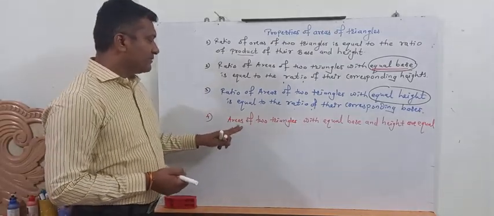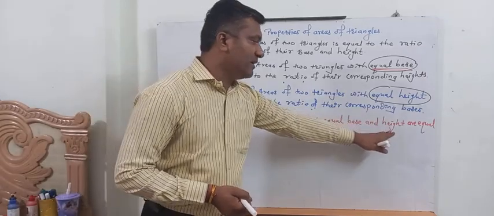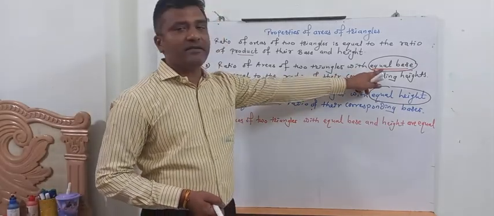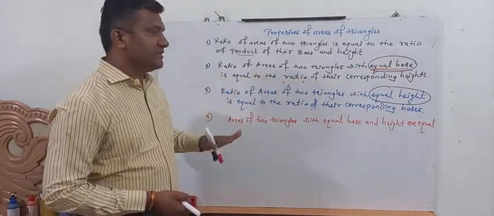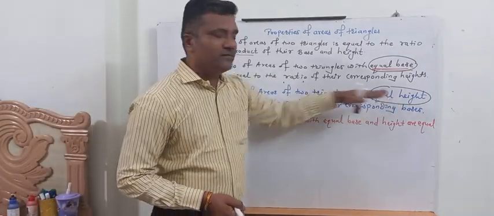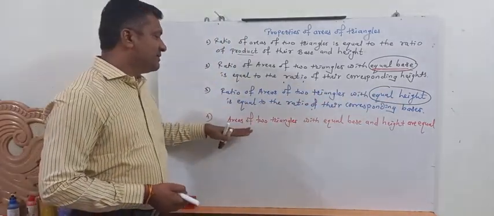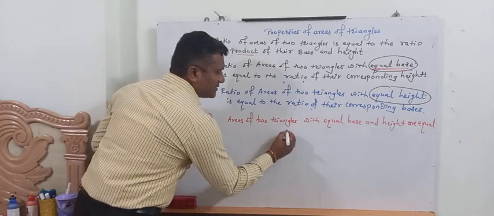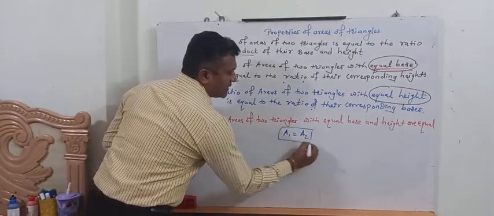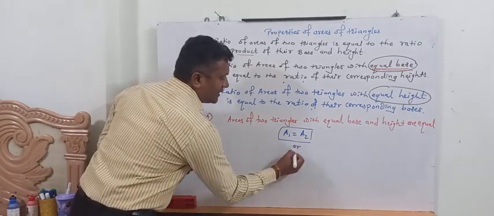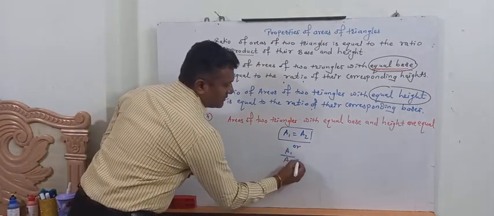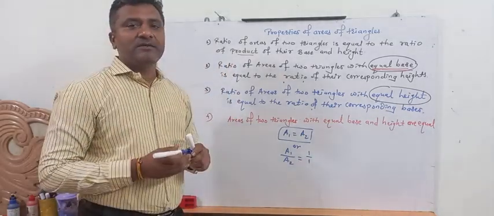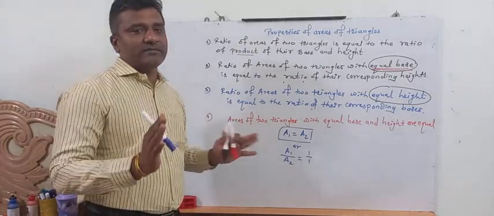Now the fourth property. Areas of two triangles with equal base and height are equal. See what is mentioned in the second property. Triangles with equal base, that time the ratio equals the corresponding heights. When triangles have equal height, then the ratio equals the corresponding bases. Now both base as well as height are exactly the same. In that case, what we can say, their areas are equal. Or we can mention the same property like this: A1 by A2 equals 1 upon 1. So these are the four important properties you want to remember to understand the first practice set.